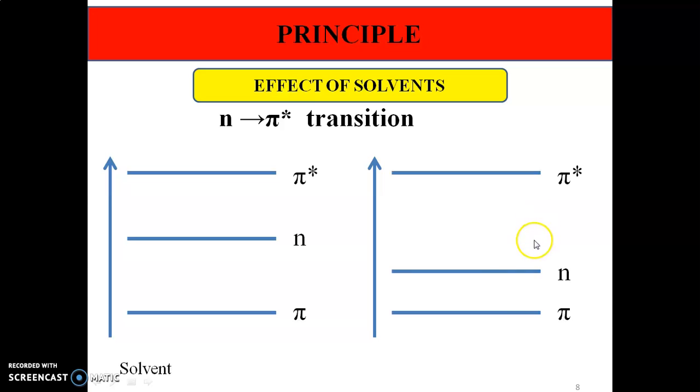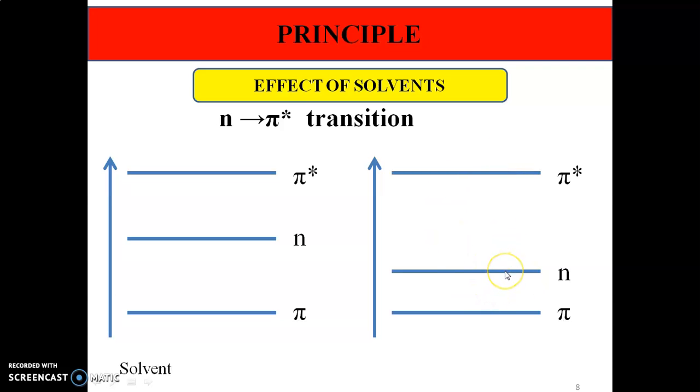Thus, the distance between the n to the pi antibonding level becomes longer. So, more energy is required for the transition of the n electron to the pi antibonding. More energy means lower wavelength, because there is an inverse relationship between the energy and the wavelength. So, the absorption of the R band will shift to a lower wavelength. That is called a blue shift. The amount of the blue shift is used as a measure of the strength of the hydrogen bonding.